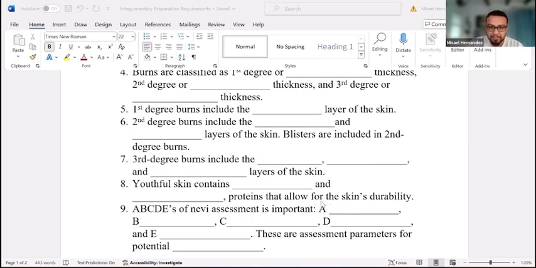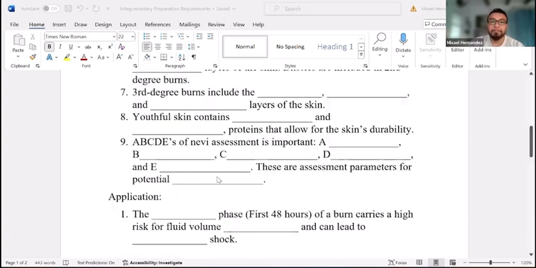When you're assessing the A, B, C, D, E's, A stands for blank, B stands for blank, C blank, D blank, and E blank. These are assessment parameters for potential blank.